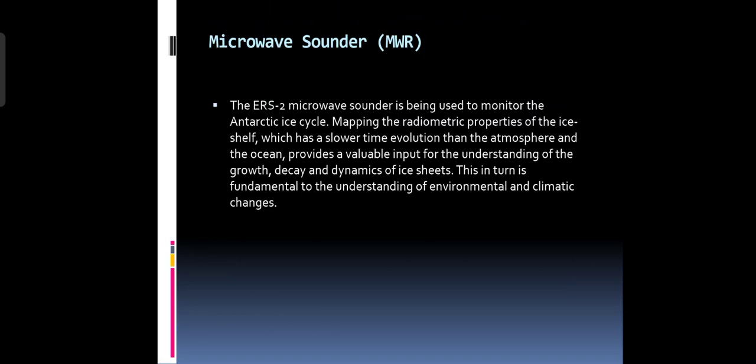Then microwave sounders. The ERS-2 microwave sounder is being used to monitor the Antarctic ice cycle. Mapping of the radiometric properties of ice shelf, which has a slower time evolution than the atmosphere and the ocean, provides a valuable input for the understanding of the growth, decay, and dynamics of the ice sheets. This in turn is fundamental to the understanding of environmental and climate changes.